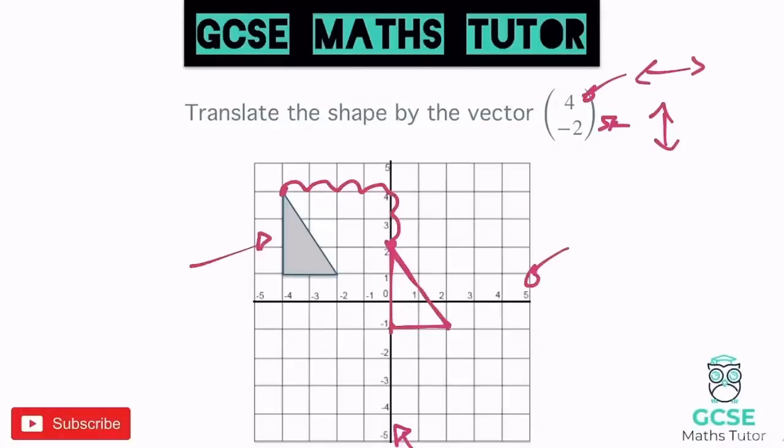Not forgetting as well, you might actually be asked to describe a translation, in which case you'd say it just like it says above. You'd say translate the shape by a vector, and you'd say what the vector is.